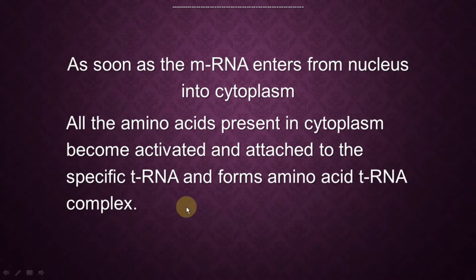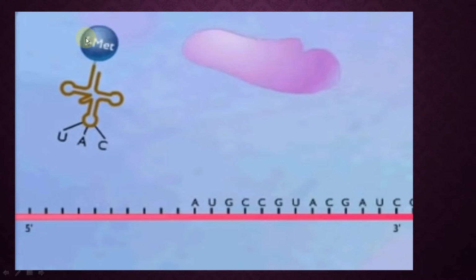I'll explain with the help of an example. Can you see this? This is tRNA. As soon as mRNA enters the cytoplasm, the amino acid becomes activated and gets attached to this end of the tRNA, and this whole complex is called the amino acid tRNA complex.